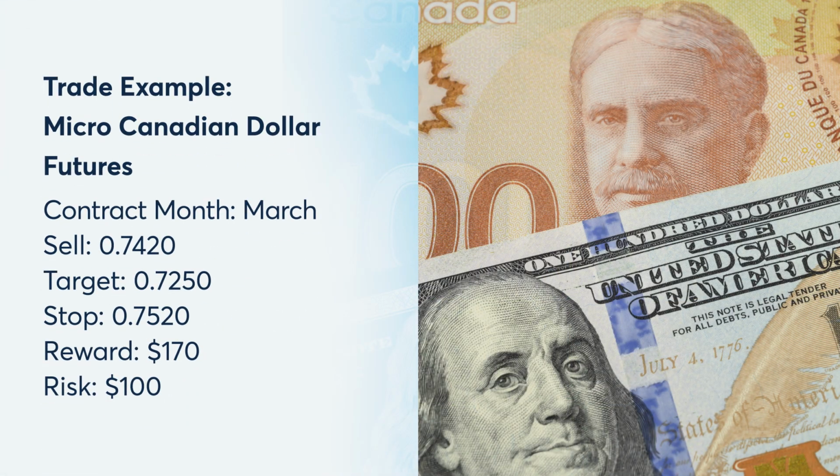Now, if a trader believes the Canadian dollar could drop from here, they could express that by selling the March micro Canadian dollar futures contract at 0.7420 and target a move to the November lows of 0.7250. A stop for this trade can be placed above at 0.7520. Now, this trade can make $170 if the target is reached and risks $100 if you're stopped out of your level.